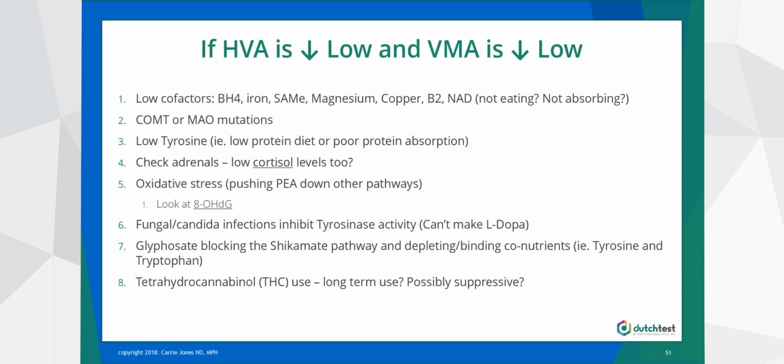Check their adrenals. If their HPA axis is totally depleted, then you're probably going to have depletion in these markers as well. Check their oxidative stress. PEA is phenylalanine, so phenylalanine might be going down other pathways. Look at their 8-OHdG. Do they have fungal or candida infections?